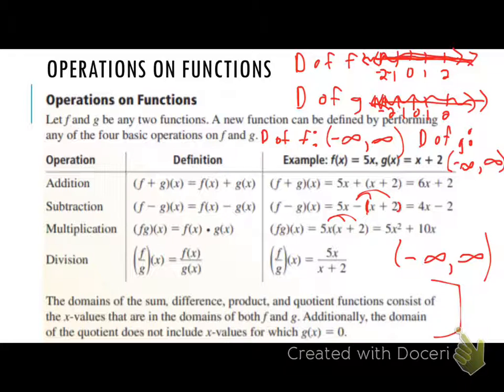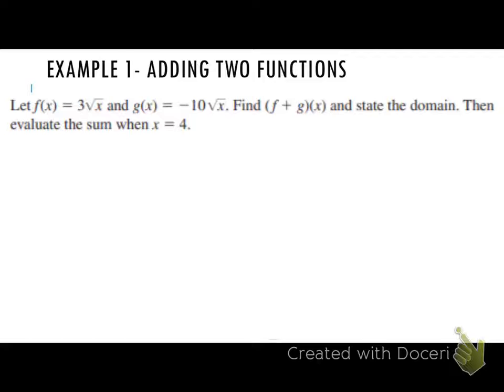So when I'm dealing with my quotient, I cannot include values that would make my denominator 0, because we don't want zeros in the denominator. So on my quotient, I'd write it as negative infinity to negative 2, where negative 2 is not included, and negative 2 to infinity. So it's all the real numbers except for negative 2. So the quotient will look a little different than addition, subtraction, and multiplication. Okay? Any overlying questions before I look at my first example? I feel like I'm losing y'all.